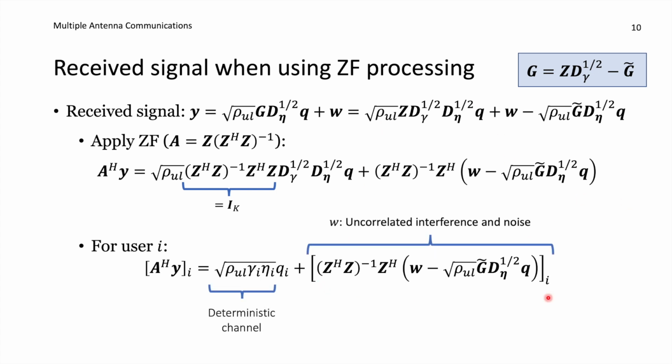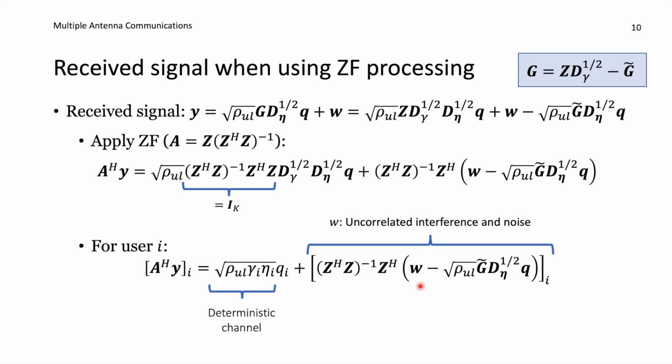And we can now notice that here we have the desired signal multiplied with some kind of deterministic channel, multiplied also with some transmit powers. And the rest of the expression, we can call it W, and we can say that this is uncorrelated interference and noise. And these properties can be utilized in order to use capacity lower bounds that are applying when we have a deterministic channel and uncorrelated interference and noise. And in order to use such bounds, we also need to know what is the variance of this entire term.